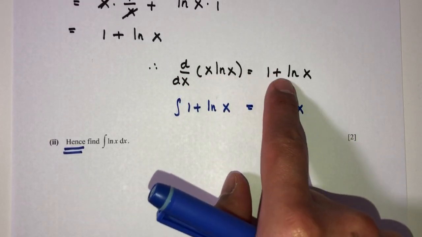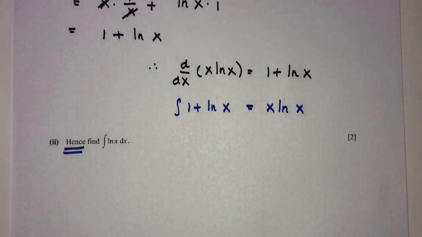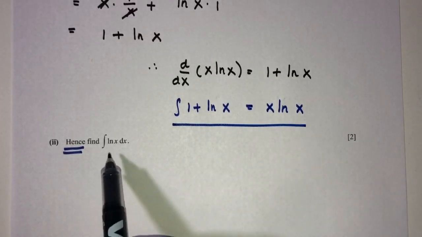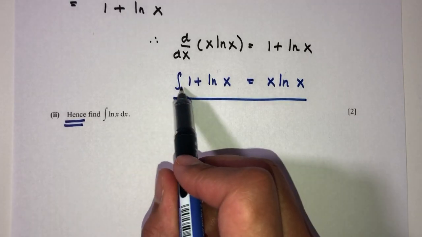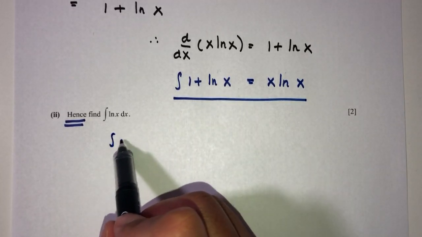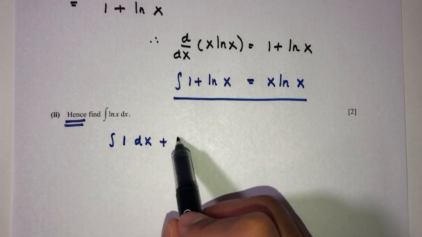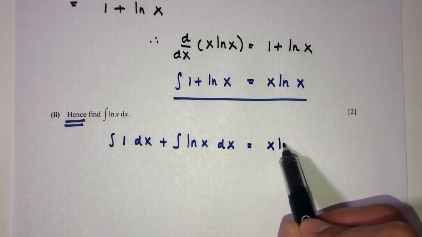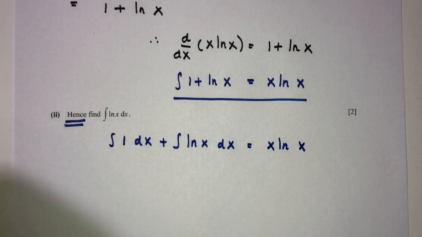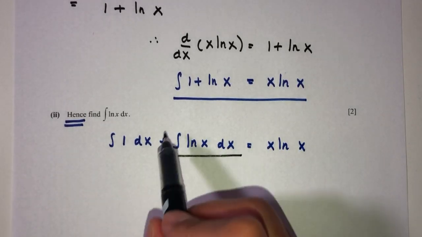And if you integrate this, you get this. That's what it means. So by using this, let's find this answer. So here we have this. We can break it down. This can be simplified to 1 dx, and the integral of ln x dx is equal to x ln x. So now we only need to find this one.